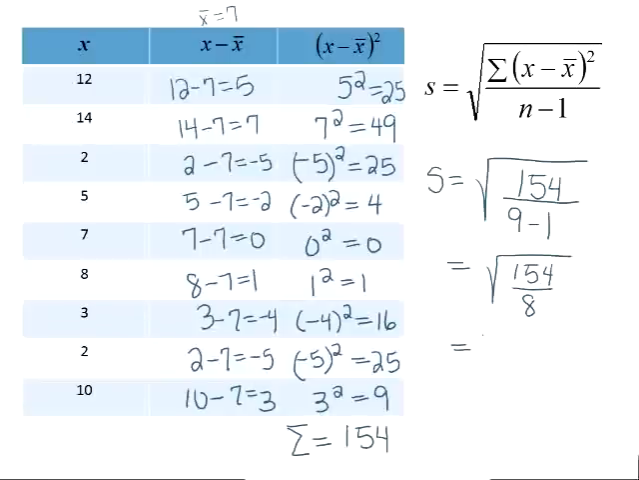which simplifies. And actually, before we simplify it, if you want to enter it on your calculator with the parentheses, let me show you how to do that. Just make sure that you put 154 divided by 8 inside the parentheses underneath the radical. Now the direction said to round this off to 1 decimal place, so that rounds off to 4.4. Now that is your sample standard deviation.